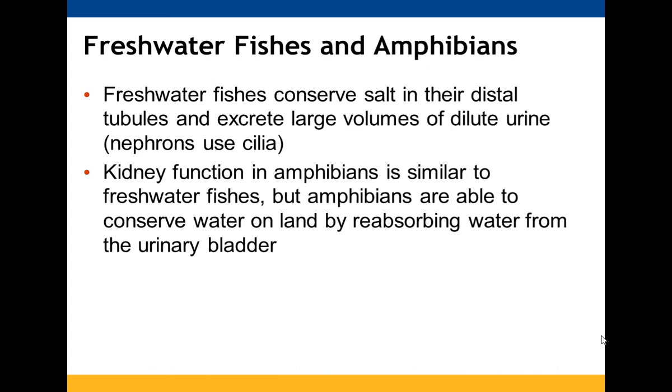Freshwater fishes, amphibians. Freshwater fishes want to hold on to their salt in their distal tubules, so they are able to excrete large amounts of dilute urine via cilia. And then the amphibians have a similar kidney function, but they conserve water when they are on land by taking in water or reabsorbing water from their bladders.